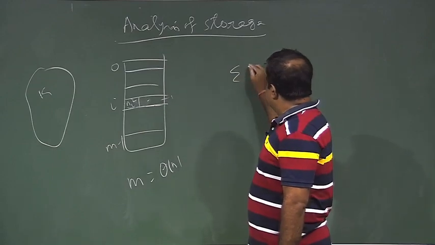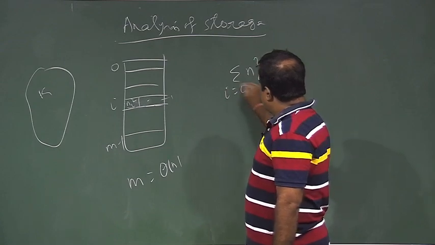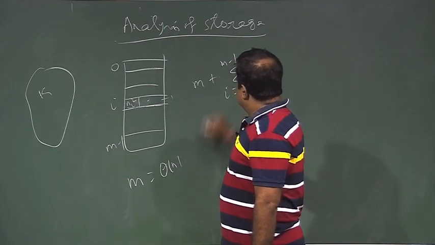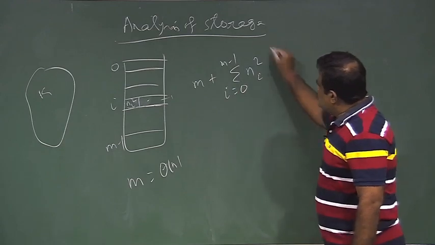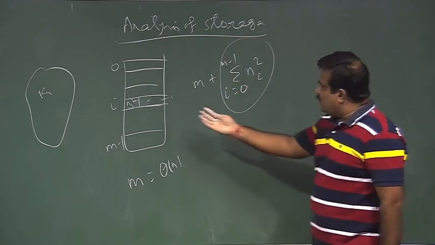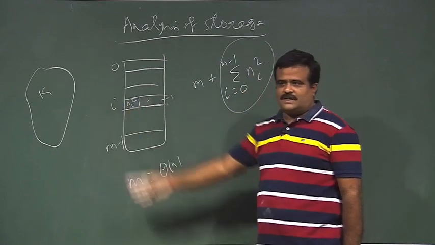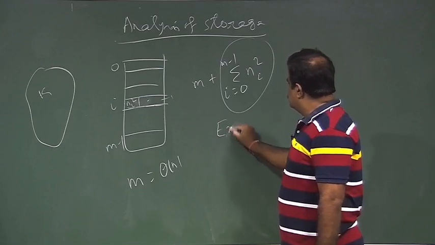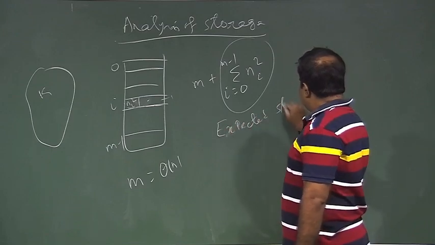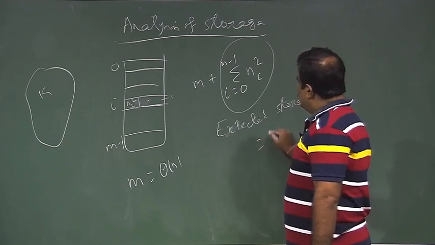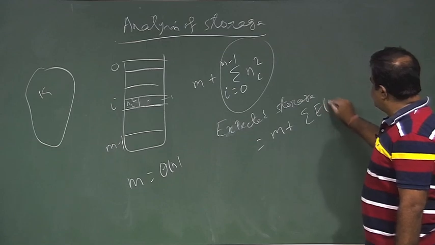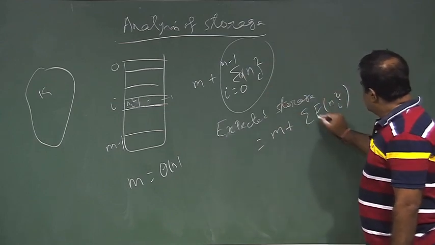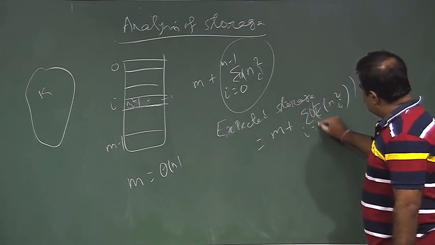The second level table size is n i square, summation of n i square, i equal to 0 to m minus 1. And what is the total size? So, m plus this, this is the total storage. This is the storage for the second level, where n i is the number of keys colliding in the ith slot after the first level. Now, if you take the expectation, the expected storage is basically m plus summation of expected n i square, which is order of n i square, i from 0 to m minus 1.